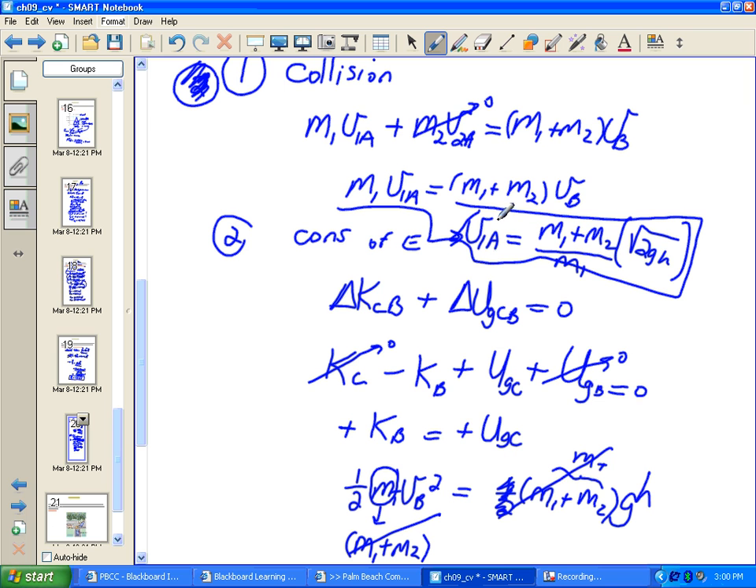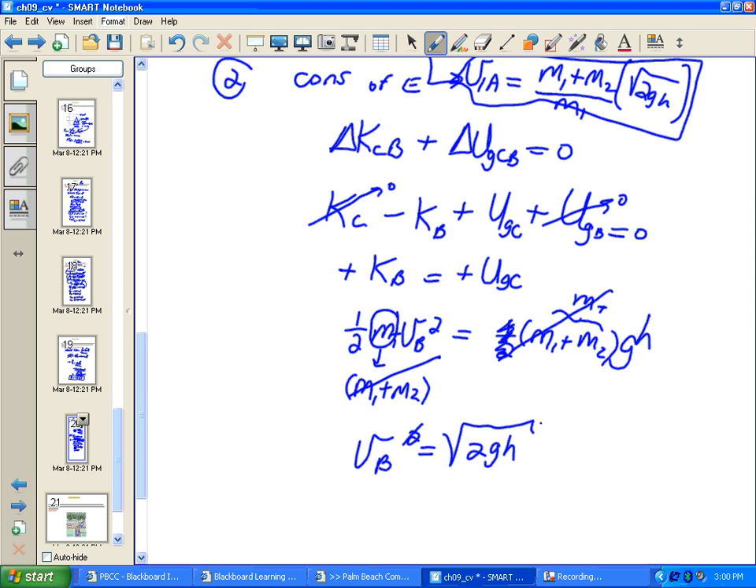We have the speed of the bullet in terms of M1, M2, which would be quantities that would be known, measurable, and h. V_B, the interim speed, if desired, is given entirely by the height at which the combination of bullet and block rise to.